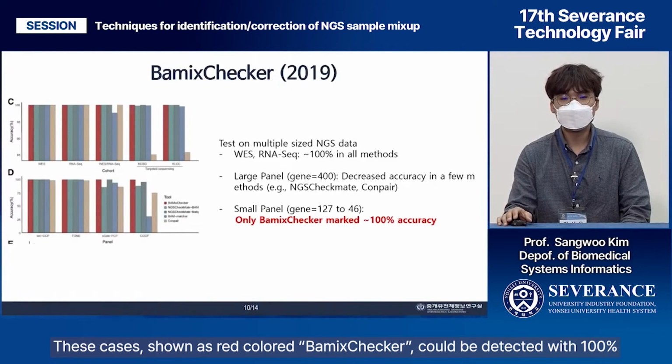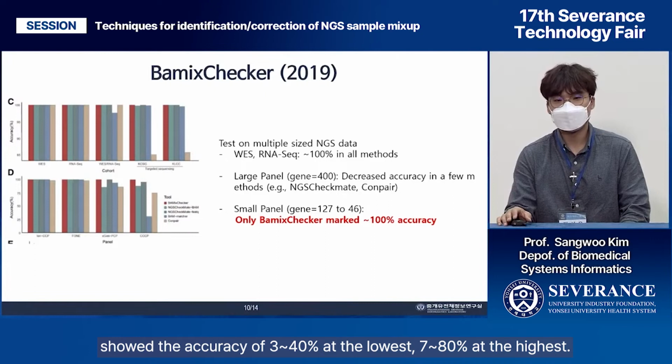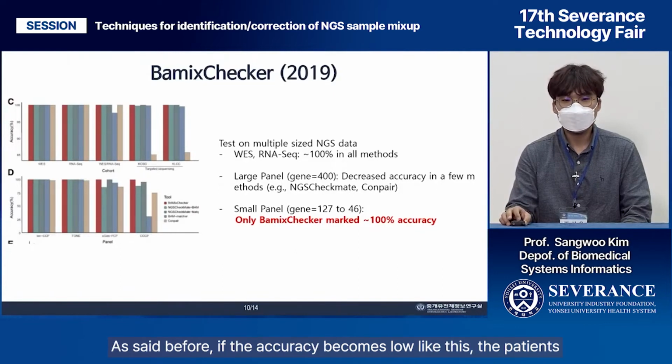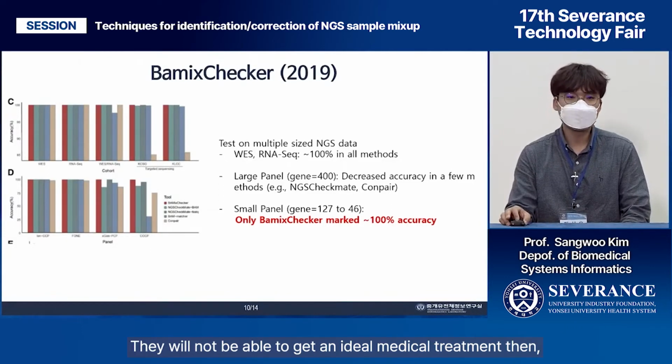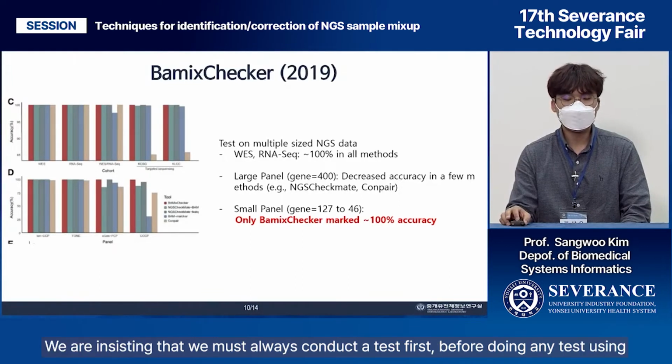These cases, shown as the red BAMixChecker, could be detected with 100% accuracy using our methodology, while we found other methodologies showed accuracy of 34% at the lowest and 78% at the highest. As said before, if the accuracy becomes low like this, the patients who participated in the test will be endangered. They will not be able to get ideal medical treatment, and I think we should not let this kind of thing happen. We are insisting that we must always conduct this test first.